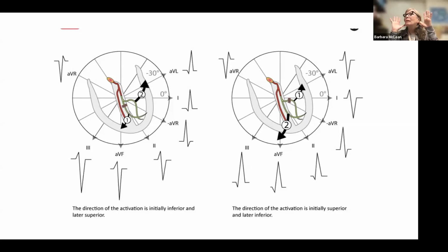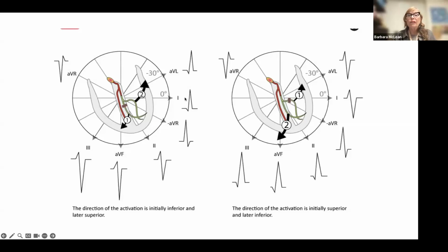Wait, let me just think. No, with a posterior fascicular block, what I'm going to see is a significant right axis deviation. So remember, if pure right bundle branch block and with a posterior fascicular block, I'm going to have a right axis deviation. If I have a posterior fascicular block, the anterior fascicle is in charge of the heart. And what's going to be really, really important here is that now I'm going to see the exact opposite. Remember, the two together canceled each other out. So I'm going to see the exact opposite.